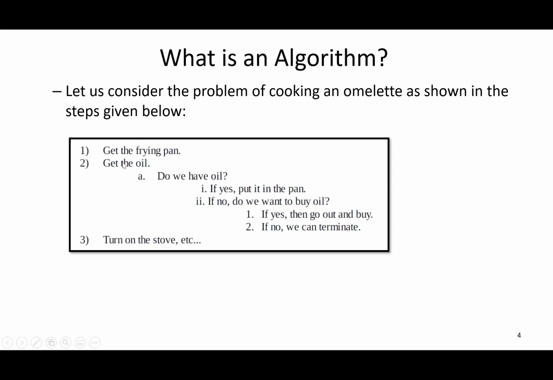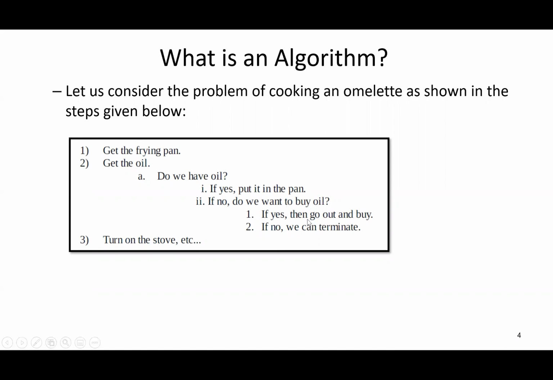Then, okay, when we try to get the oil, do we have oil? If we have, then we put it in the pan. If we don't have, then what should we do? Then you have to decide. Do you want to buy? If you want, then you have to go out and buy. Or if you don't want, okay, I don't want to go out, then we can just terminate the whole algorithm. We don't cook anymore, if you don't have oil, right?